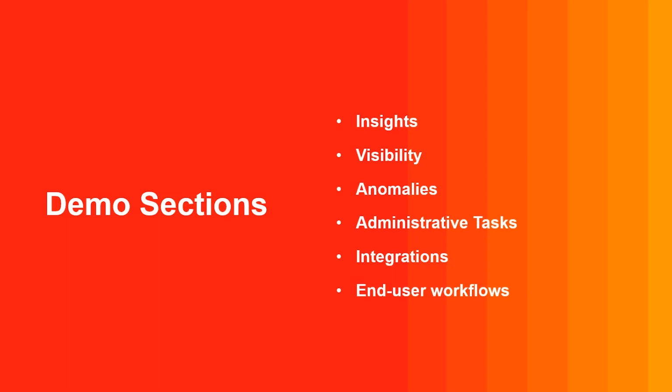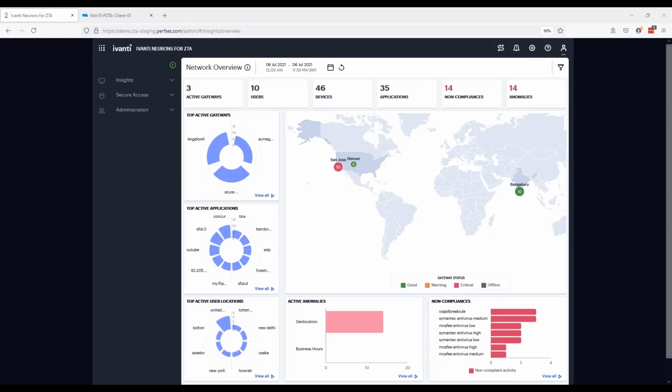The individual demo sections will be insights, visibility, anomalies, administrative tasks, integrations, and then the end user workflow. So first, we're going to jump into the administrative console. So here we're on the main dashboard, and we're going to take a look at insights. There are a couple different ways to view the different insights available through the ZTA platform.